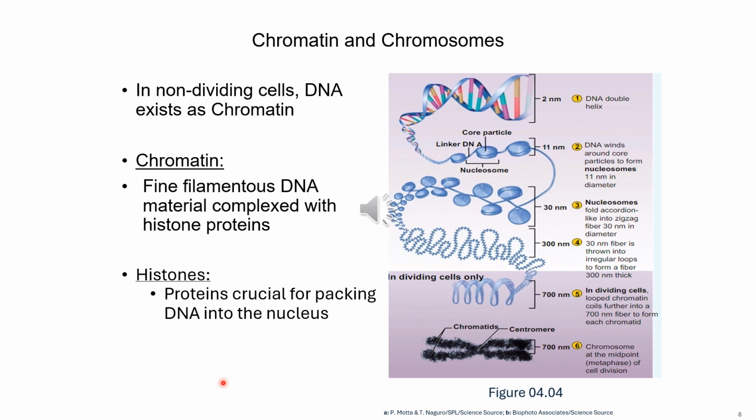In a non-dividing cell, the DNA exists as chromatin. Chromatin is a fine filamentous material, and the chromatin is wrapped around histone proteins. The long threads of chromatin are packed into the nucleus, and the histone proteins are crucial for packing chromatin into the nucleus of the cell.